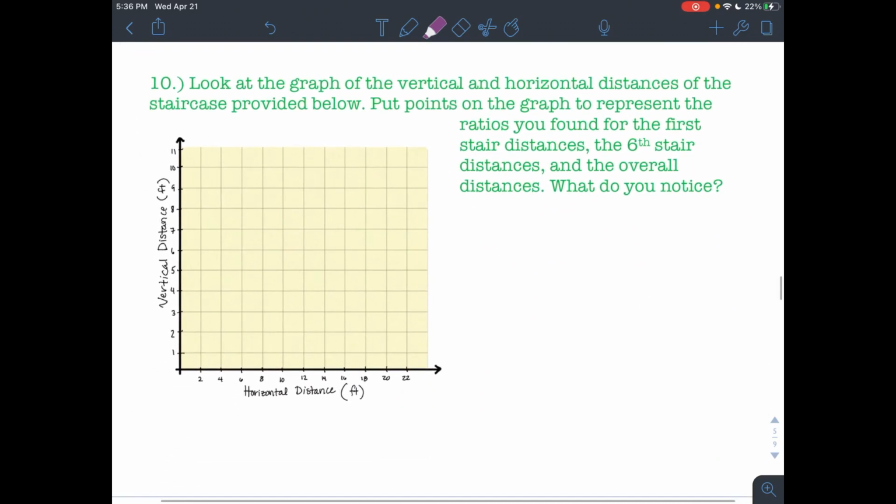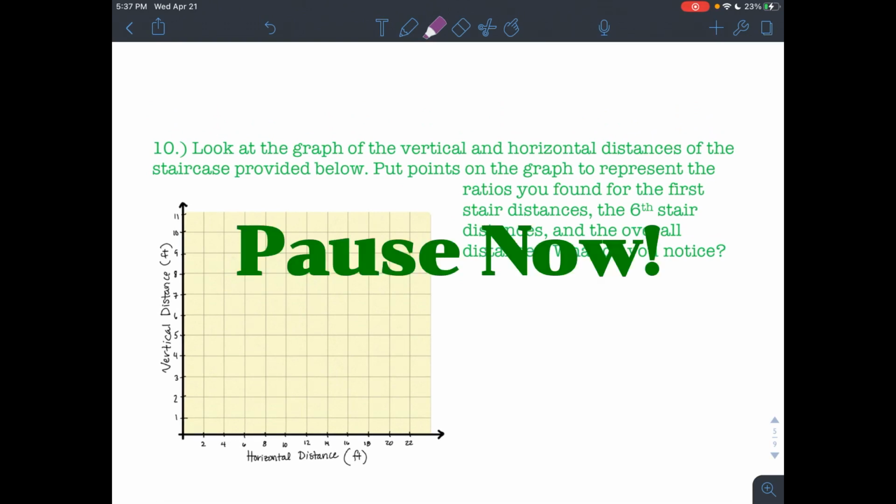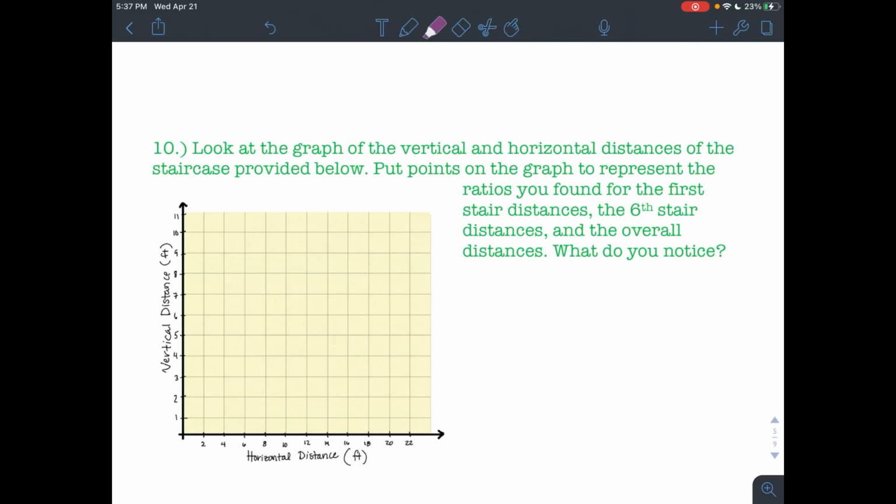Then I gave you a graph for our staircase. I want you to put a point on each of the 3 ratios that you found. For the 1-step, the 6-step, and the entire staircase, vertical distance to horizontal distance. Tell me again, what do you notice? If you don't notice anything, keep looking. Pause the video when you are ready to begin this section. And then when you have finished, play the video again to continue for the instructions for the next section.